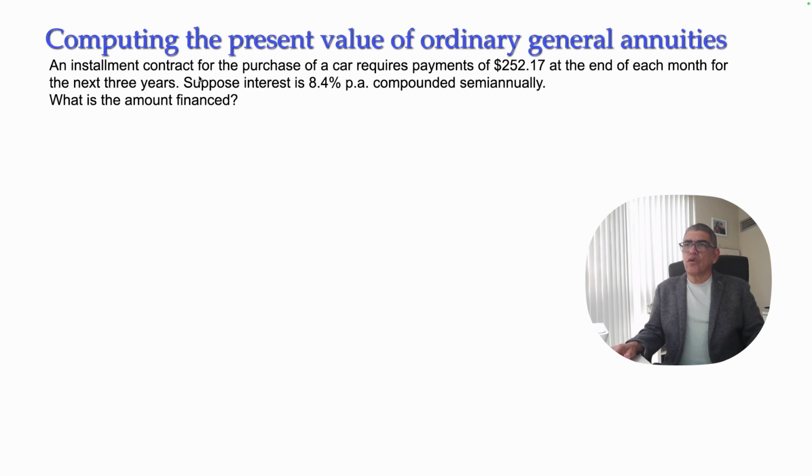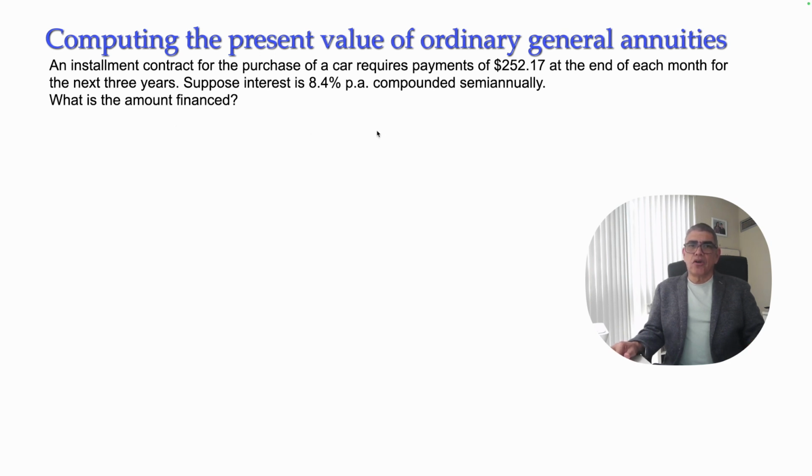In this video, I explain an example of a problem involving the computation of the present value of a general annuity. The problem says, an installment contract for the purchase of a car requires payment of 252.17 at the end of each month for the next 3 years. Suppose interest is 8.4% per year, compounded semi-annually. What is the amount financed?